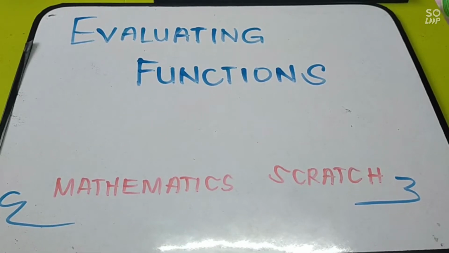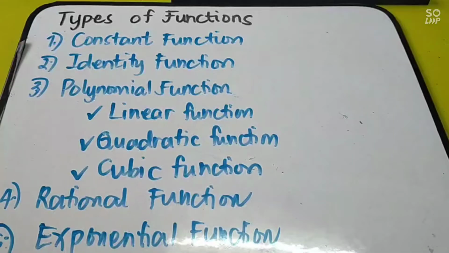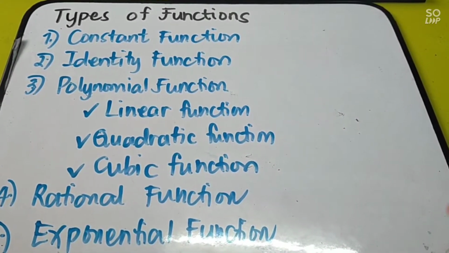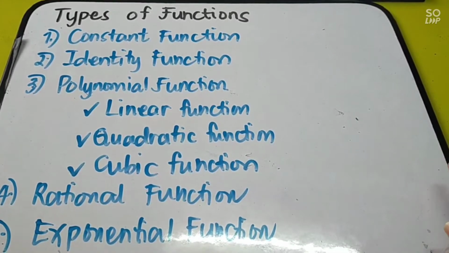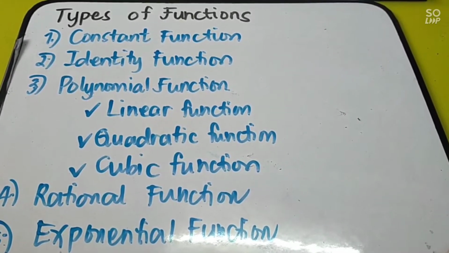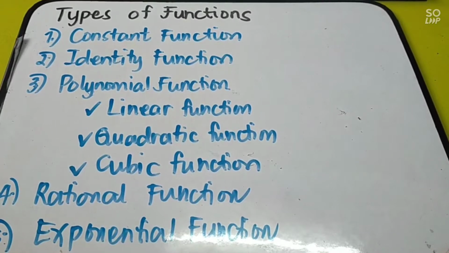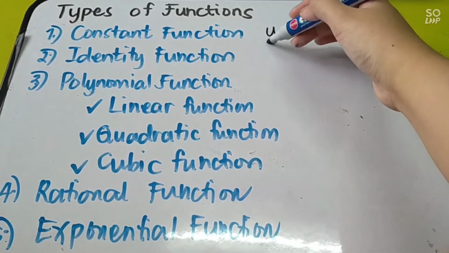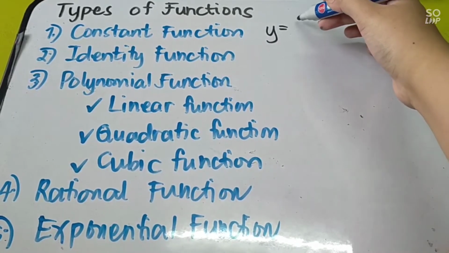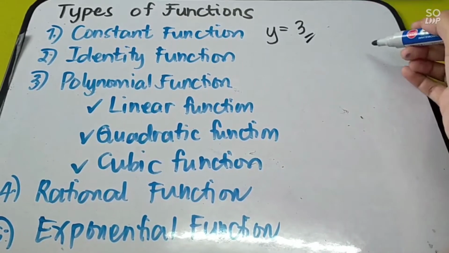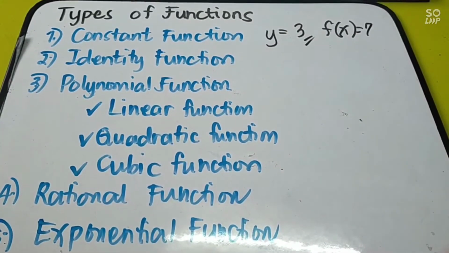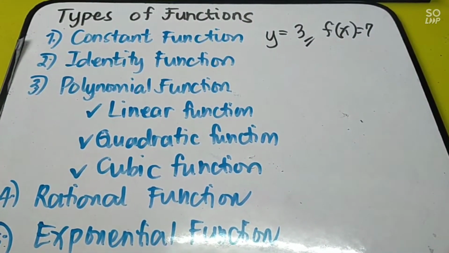In this session, we are going to discuss evaluating functions. We evaluate functions, let us have the different types of functions. So, ito yung mga klase ng function na pwede nating i-evaluate. The first one, we have the constant function. Pag sinabi mong constant function, we have a constant term lang. For example, y is equals to 3. That is a constant function. Or pwede rin naman f of x is equals to 7. That is a constant function.